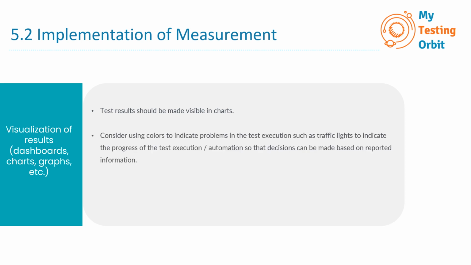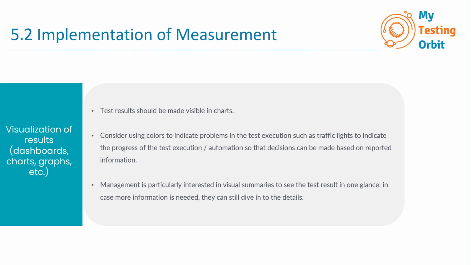Consider using colors to indicate problems in the test execution, such as traffic lights to indicate the progress of the test execution or automation, so that decisions can be made based on reported information. So here a reference is given to the traffic lights. That means that, let's say green means everything is going smoothly, and if you see red, you know that there is a problem that needs attention. So this makes it really quick to spot issues and make decisions based on what you see.